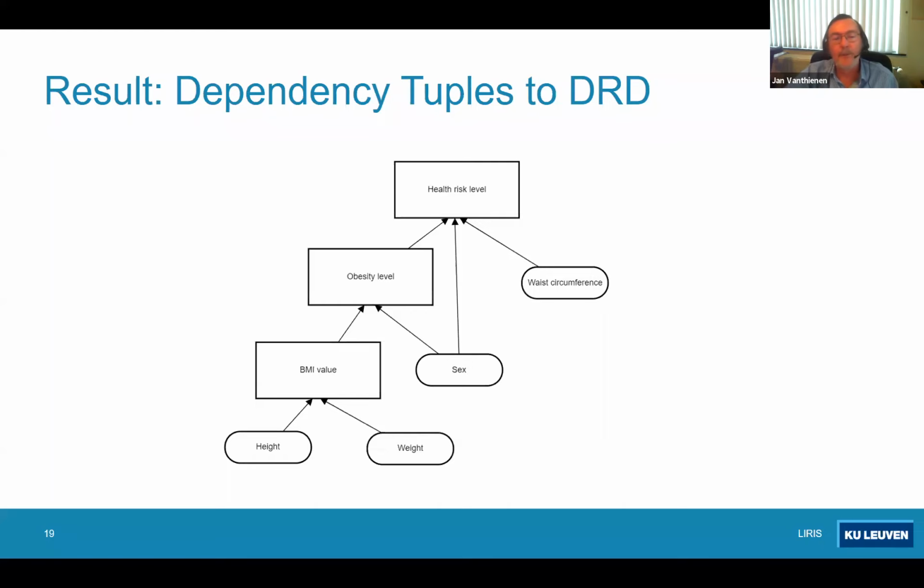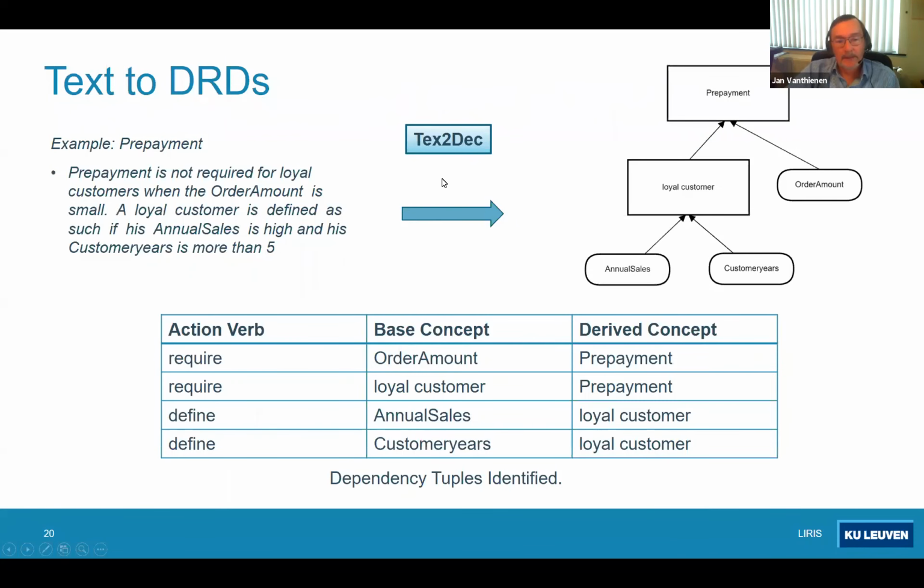Almost fully automatic. Of course, you have to select the sentences a little, or the pieces of text that could be interesting, because text will contain a lot of junk also. But if you select interactively the correct pieces of the text, you will get this DRD, which says that the health risk level depends on the obesity level, depends on two information items, obesity level depends on BMI value, and so on. So we almost formed semi-automatically a DRD using these verbs. So text to DRDs.